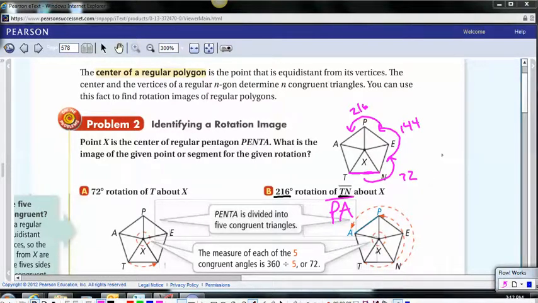Okay? After a 360 degree rotation, what would it become? Become Tn again, wouldn't it? It would be back on top of itself if you rotated it 360 all the way around. Clear? Nice.